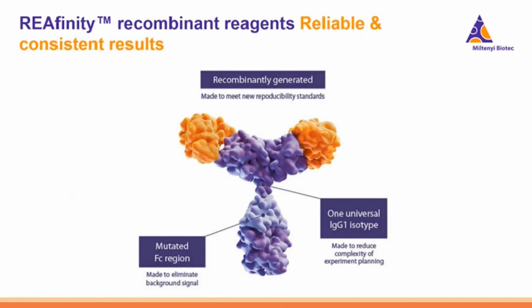To boost the reliability of our CAR detection reagents at Miltenyi Biotec, we have designed them with the benefits of our unique REAffinity recombinant antibody technology. With the REAffinity technology, we are in control of the genomic information behind our antibodies, and we can select for the best performing clones and produce them with high purity, ensuring lot-to-lot consistency. The universal IgG1 isotype reduces complexity of experiment planning, and the engineered special Fc backbone eliminates non-specific background staining.